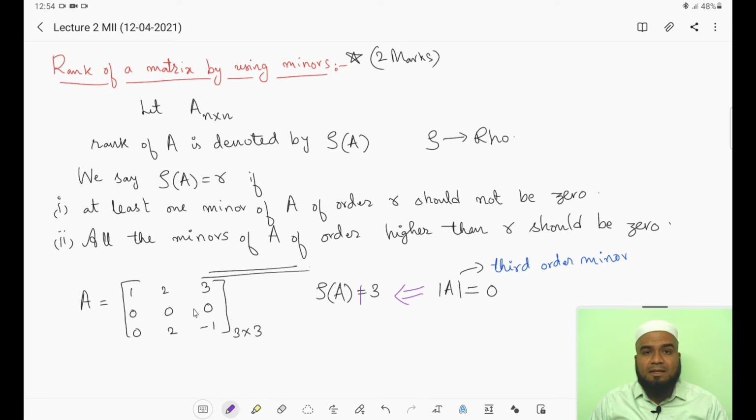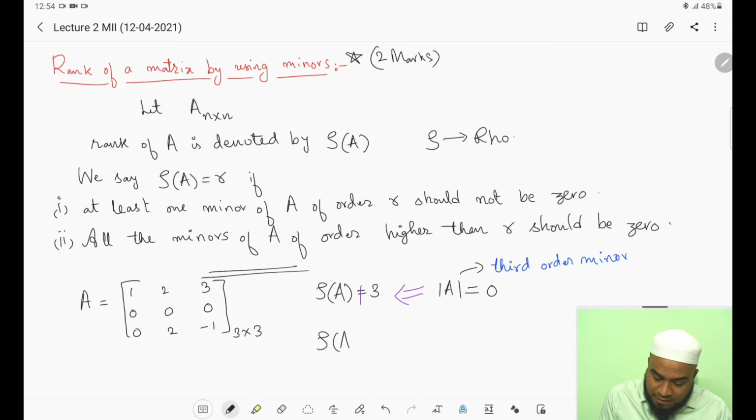But for this matrix, the third order minor is the determinant itself, and the determinant is becoming 0. So the matrix A cannot be of rank 3, right? Then what will be the rank of this matrix? Let us see whether it will be of rank 2.